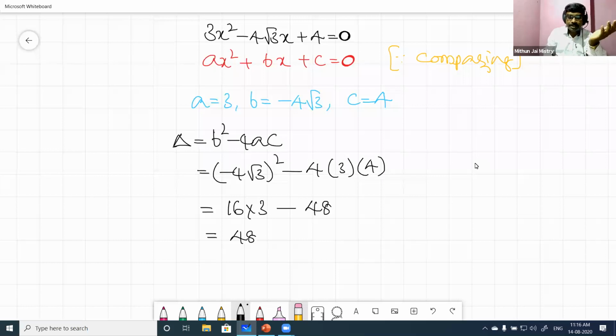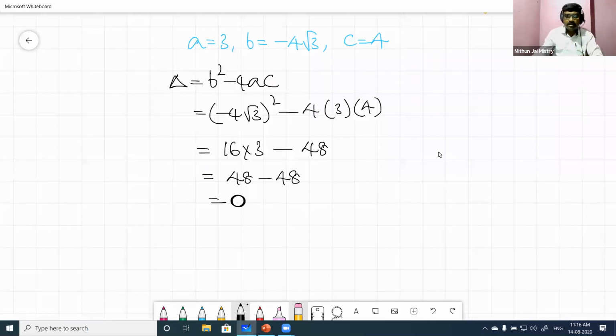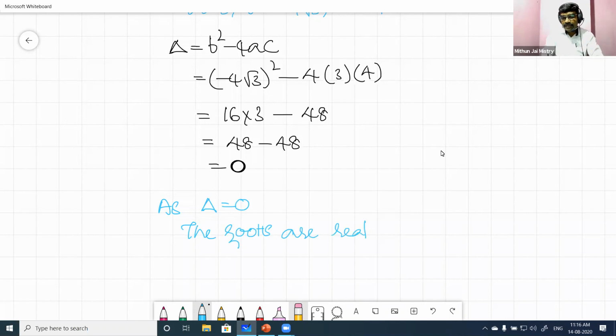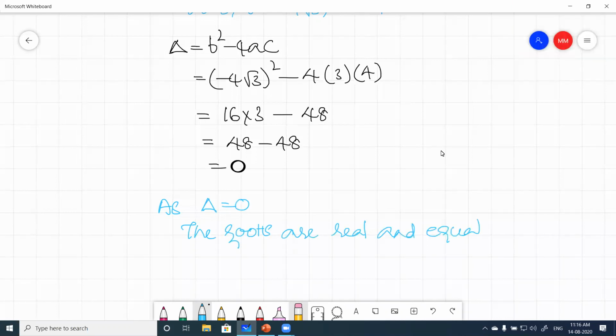So 48 minus 48 is equal to 0. Here the delta we are getting is a number which is neither positive nor negative. So we can write delta is equal to 0. Exactly 0 we got. The roots are real and equal. This is the second case. If delta is 0, the roots will be equal. Anyhow, it is real, so we need to find the roots also here.